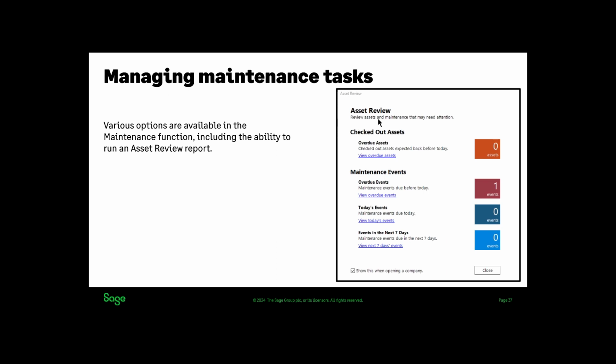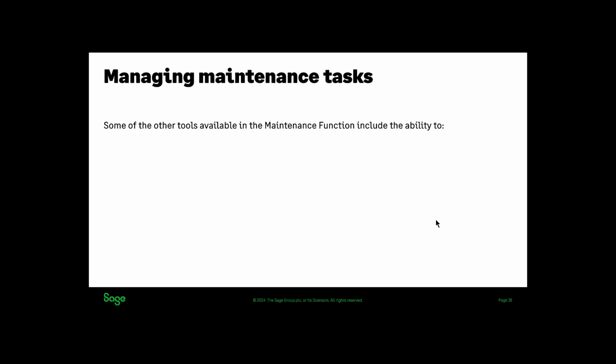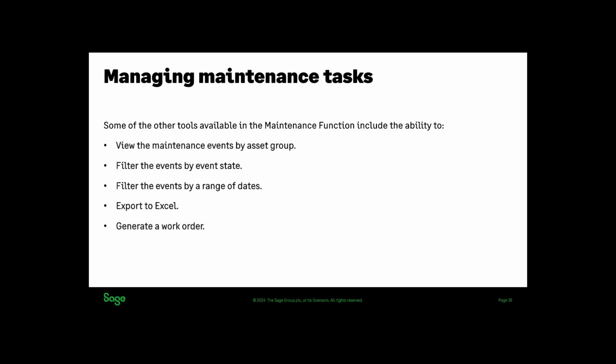There are other ways to run the asset review report, but this is one way, and it might look something like that. And so the tools that you have in the maintenance function give you the ability to view maintenance events by asset group. So you could send just a group of assets that you're interested in to this window and look at them. You have some options here. You could filter the events by the event date. You could filter them by a range of dates. You could export these to Excel, and you could use it to generate a work order.